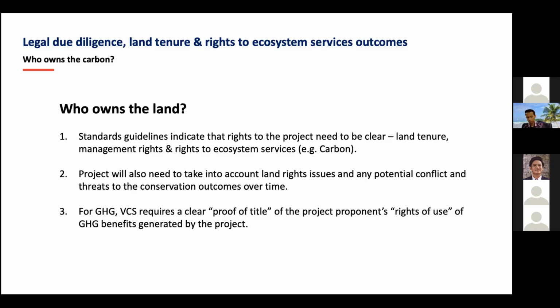Okay, so for GHG, the project requires a clear proof of title of the project owner, rights of use of the benefit generated by the project. So what this means is very simple: who owns the land and who has rights to the carbon. So there's still, we need to better understand this criteria and see how we can apply it in states in Peninsular Malaysia. I think forest comes under the jurisdiction of the state, as well as the natural resource and ecosystem services produced by this forest.